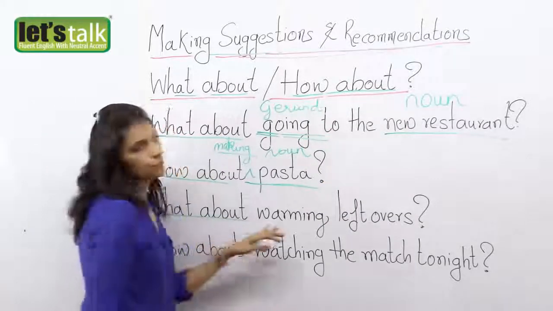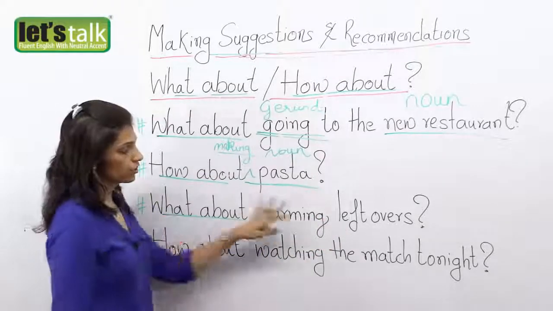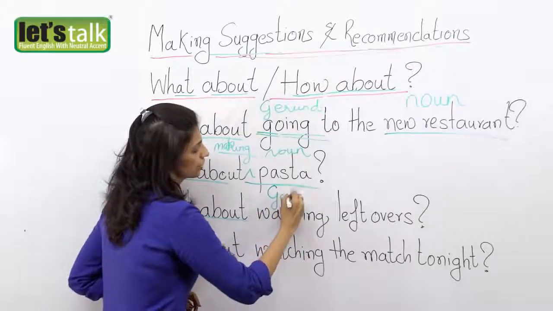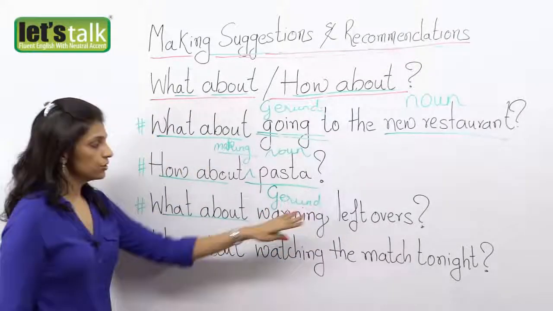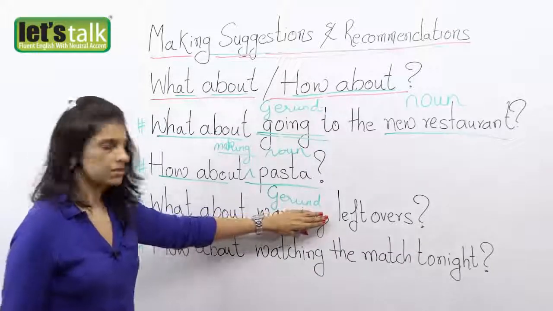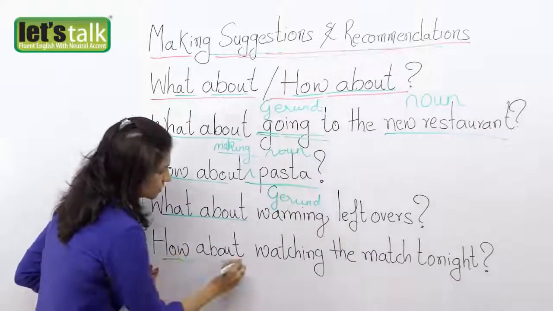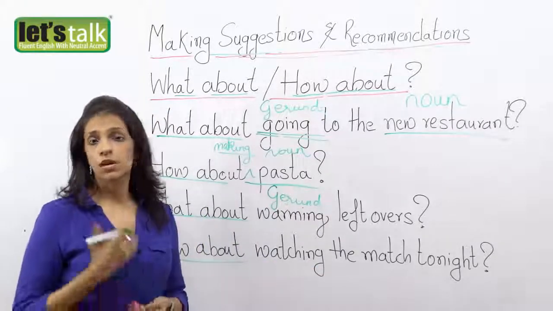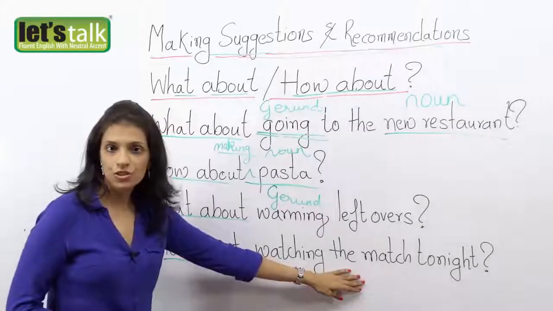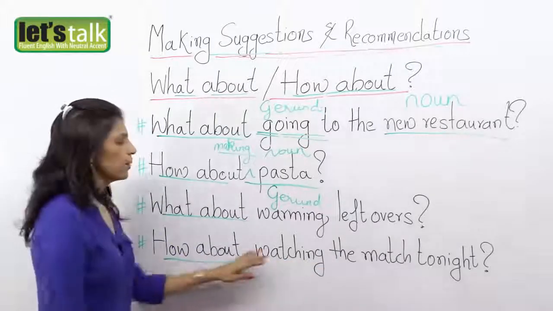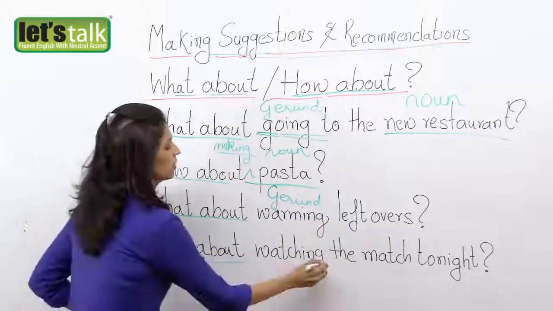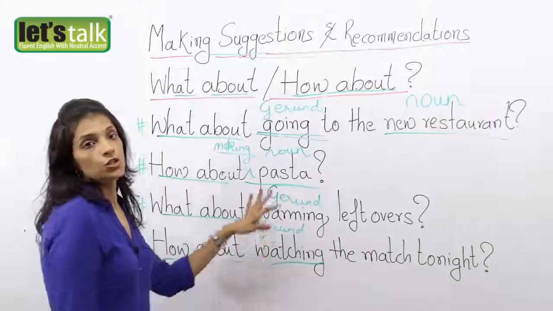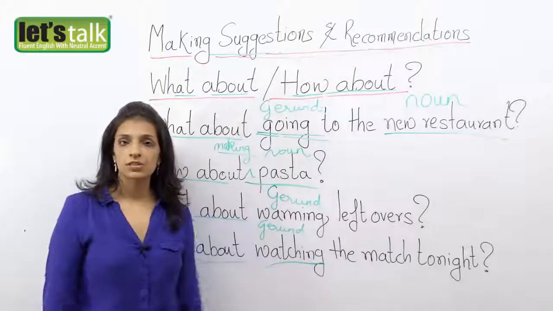What about warming leftovers? Okay, so or you can say what about the leftovers, why don't we eat them? So what about warming? Here I have used the gerund. Well, if you don't want to, you can just say what about the leftovers. In my next example, how about watching the match tonight? Okay, so what should we watch tonight on television? So you say, okay, how about watching the match tonight? Making a suggestion, you can say how about the match tonight? Okay, here I've used the gerund, but again you are free to drop the gerund and just use the noun.